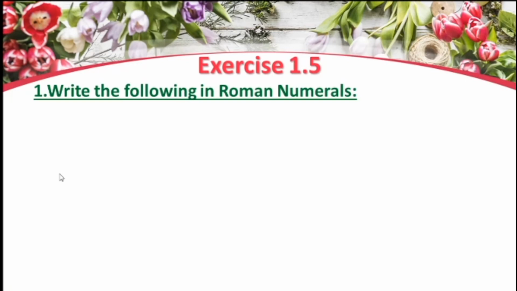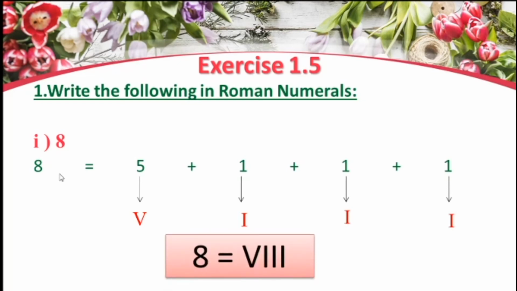So first, the given sum is 8. So 8 is a single digit number, so we have to directly split the number based on the basic Roman symbols. So 8 equal to 5 plus 1 plus 1 plus 1. Next, insert the Roman symbols. 5 is V, 1 is I. Therefore, finally, we should write the symbols all together. Therefore, 8 equal to VIII.